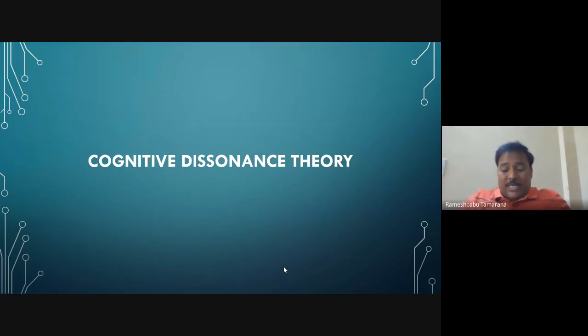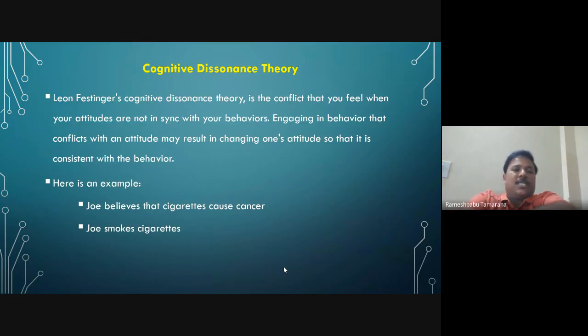The second one is the cognitive dissonance theory. It's another very important theory. It has several applications. It's basically given by Leon Festinger. He says that cognitive dissonance is the conflict that you feel when your attitudes are not in sync with your behaviors.